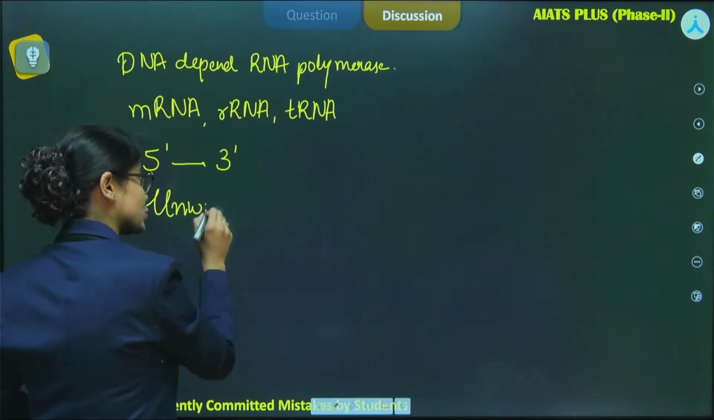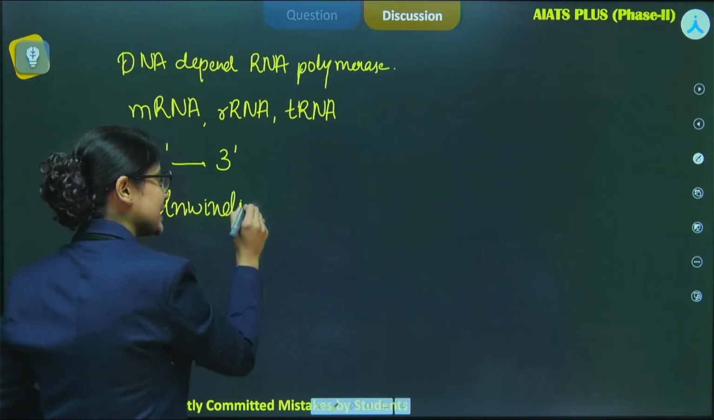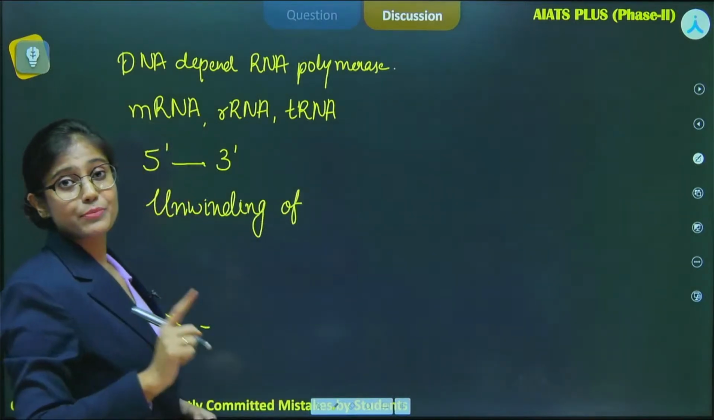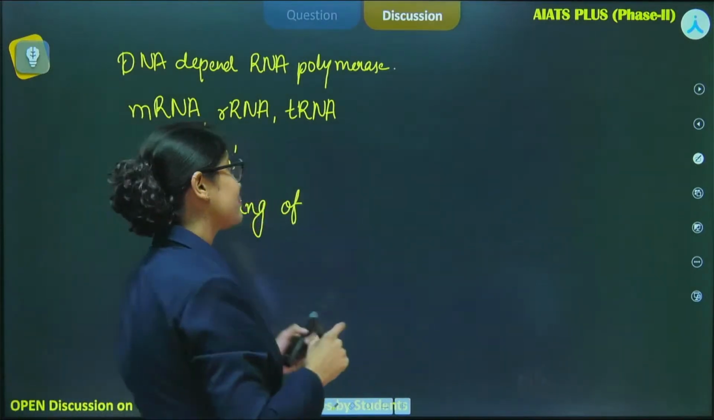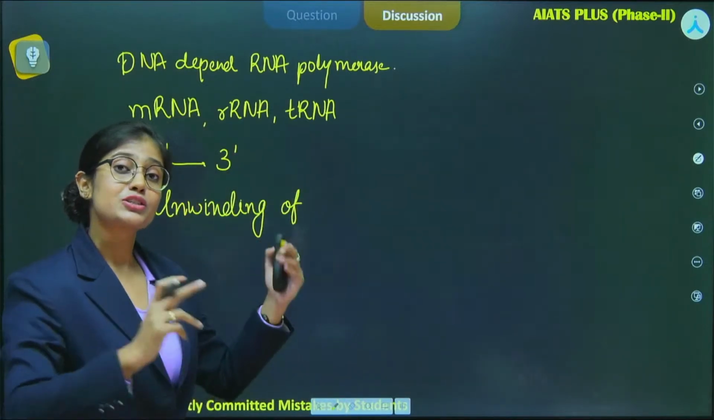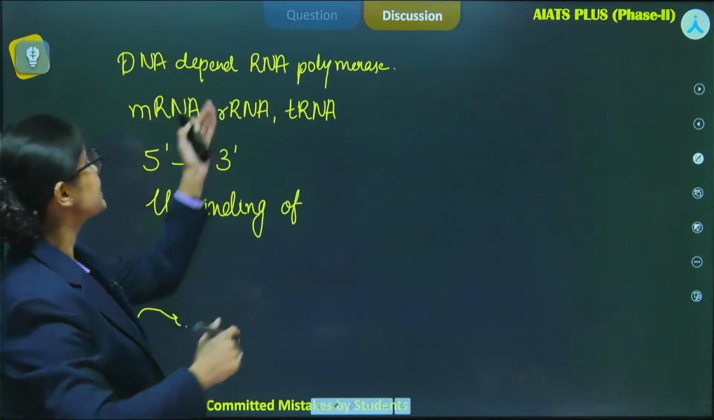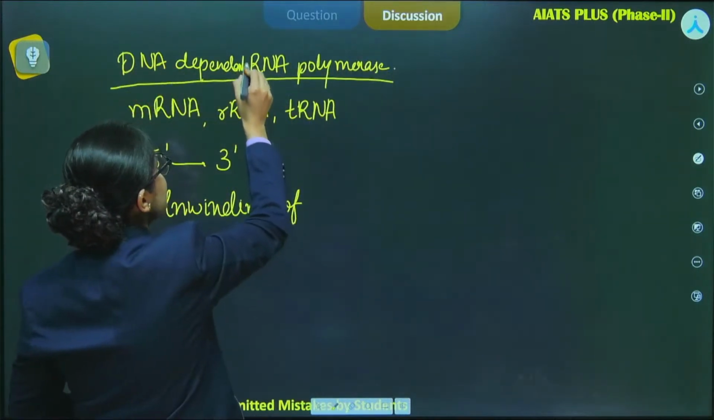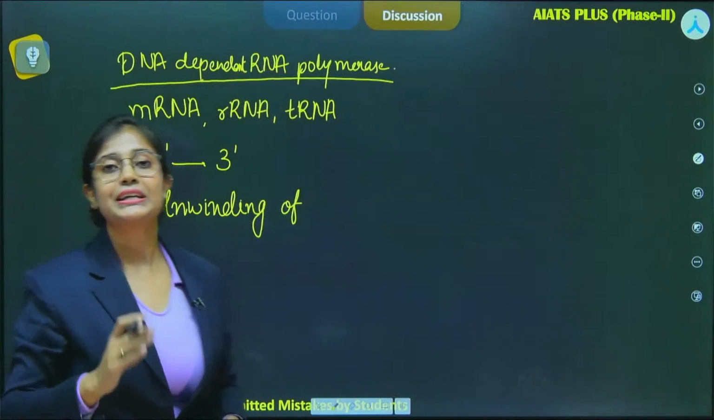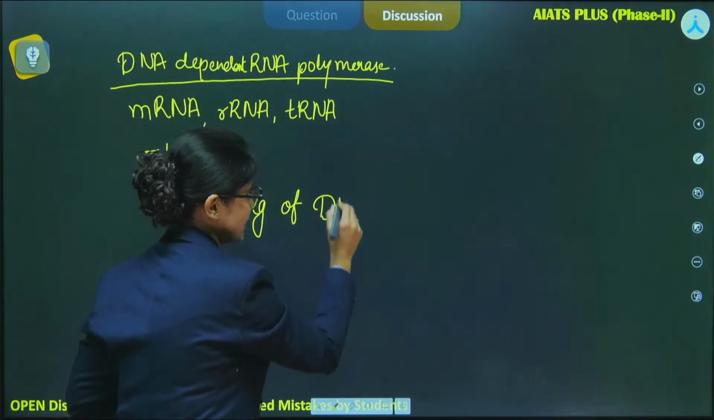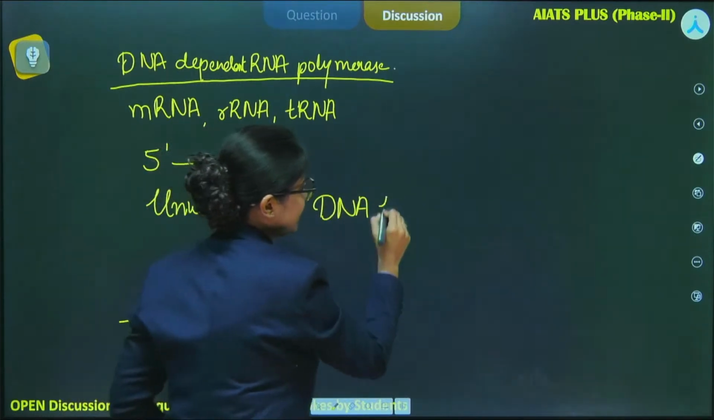Remember that it is doing unwinding of the DNA double helix during the process of transcription. This type of question is also asked in the NEET exam: which enzyme is involved during the unwinding of the DNA double helix during transcription? Here it is DNA dependent RNA polymerase, but in DNA replication it is helicase. Okay. So remember this point very clearly.